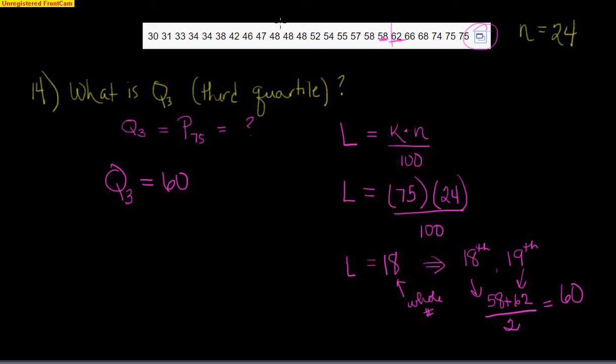So again, right around here, we know that 25% of our data is above the number 60, 75% of our data is below the number 60.